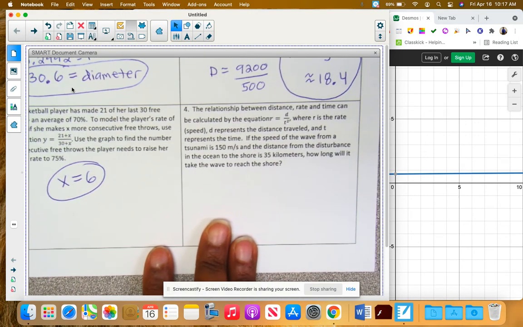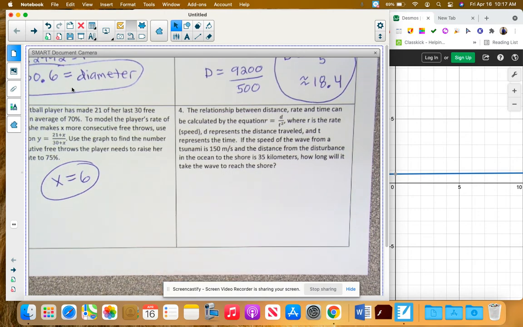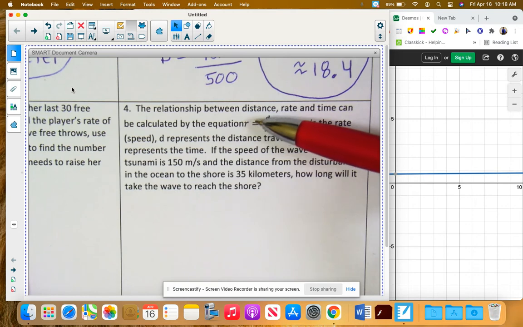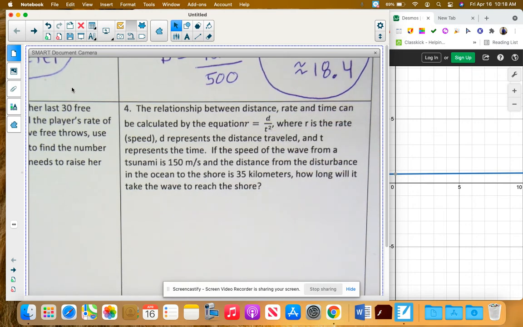Number 4, the relationship between distance, rate, and time can be calculated by the following equation, where R is the rate, D represents the distance traveled, and T represents the time. If the speed of the wave from a tsunami is 150 meters per second, and the distance from the disturbance in the ocean to the shore is 35 kilometers, how long will it take the wave to reach the shore? So they give us a formula there. We are using this formula, R equals D divided by T squared. We just need to make sure we substitute the correct numbers in the correct spot.